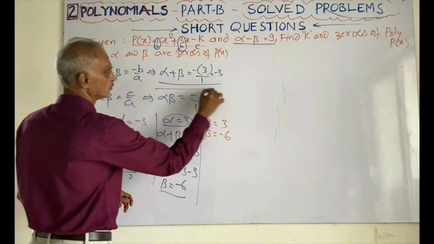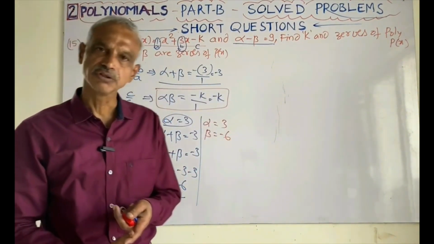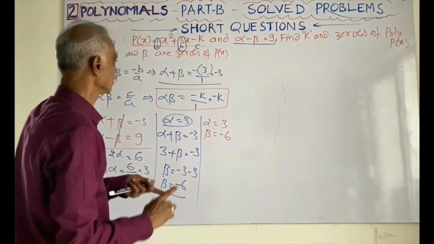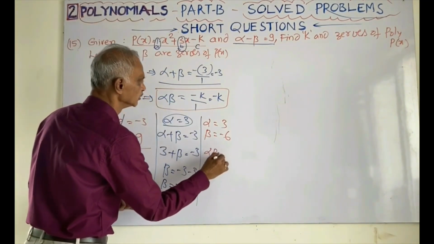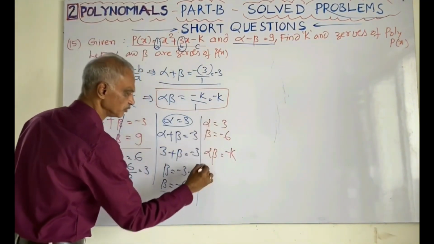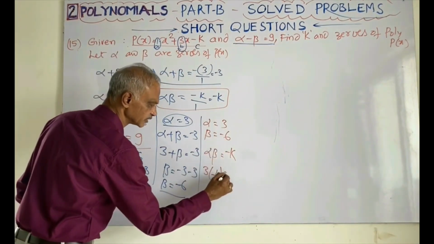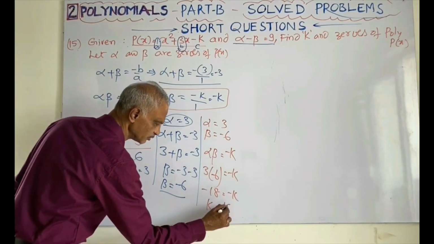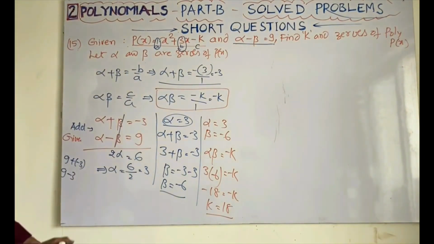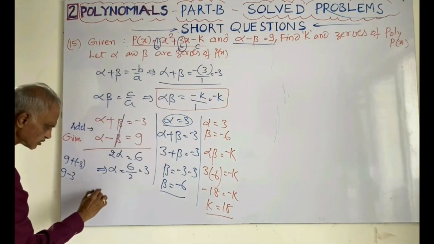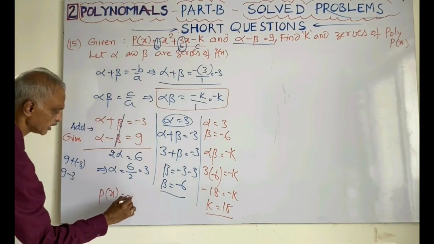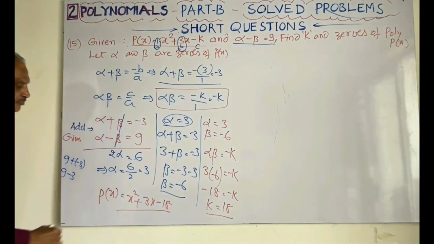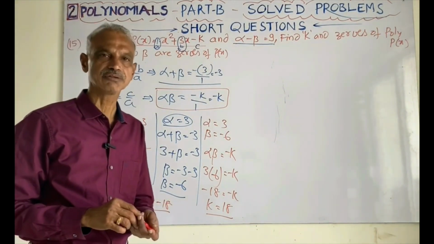We found alpha and beta, the zeros. Now we have to find the value of k. We have alpha into beta is equal to minus k. Alpha you know is 3. What is beta? Minus 6 is equal to minus k. Minus 18 is equal to minus k. You got k is equal to 18. What is the value of k? 18. Therefore, what is given? P of x is equal to x square plus 3x minus 18. This is the required polynomial you have.